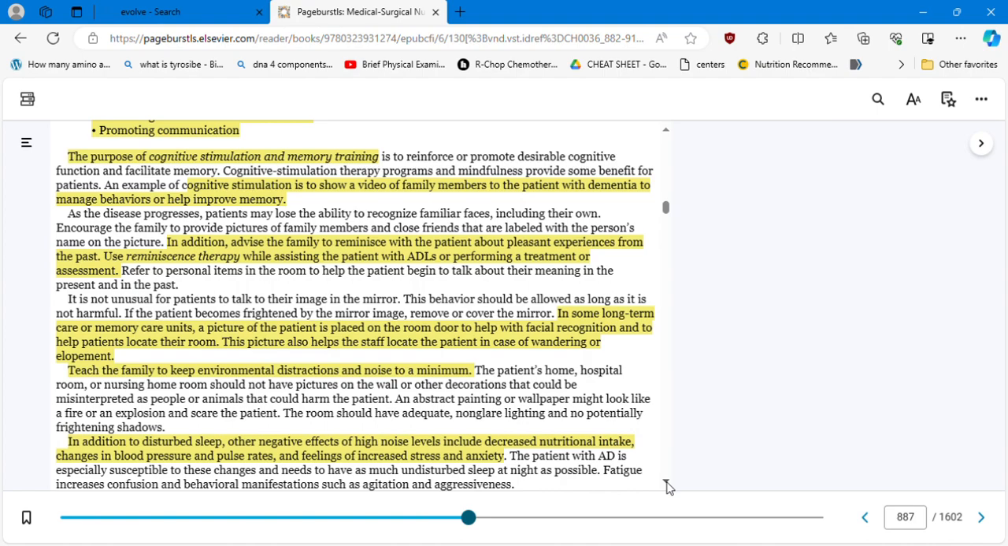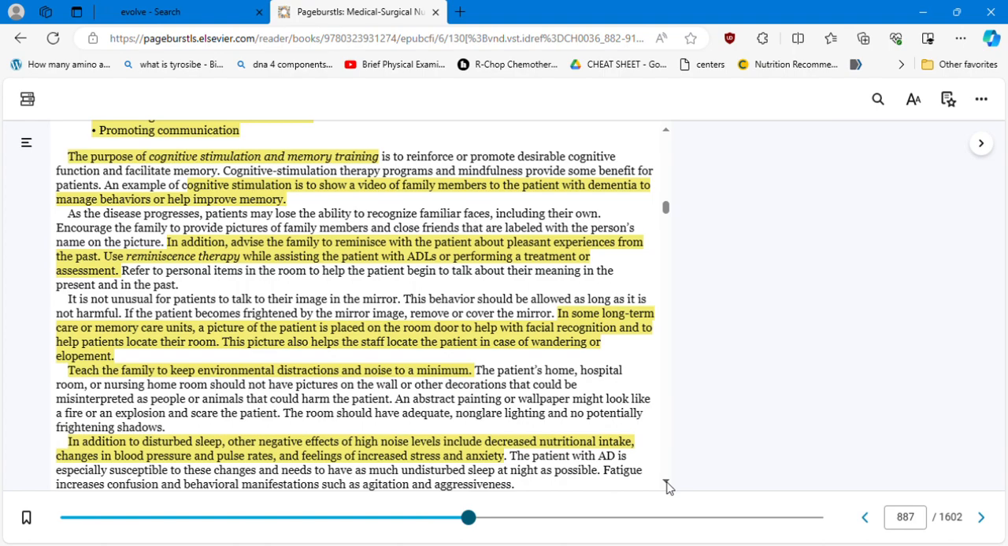In some long-term care or memory care units, a picture of the patient is placed on the room door to help with facial recognition and to help patients locate their room. So they see their face, they know that's the room, because you don't want the patient to get into the wrong room. Maybe if the patient is a male, getting into a female room. It could happen, right? This picture also helps the staff locate the patient in case of wandering or elopement.